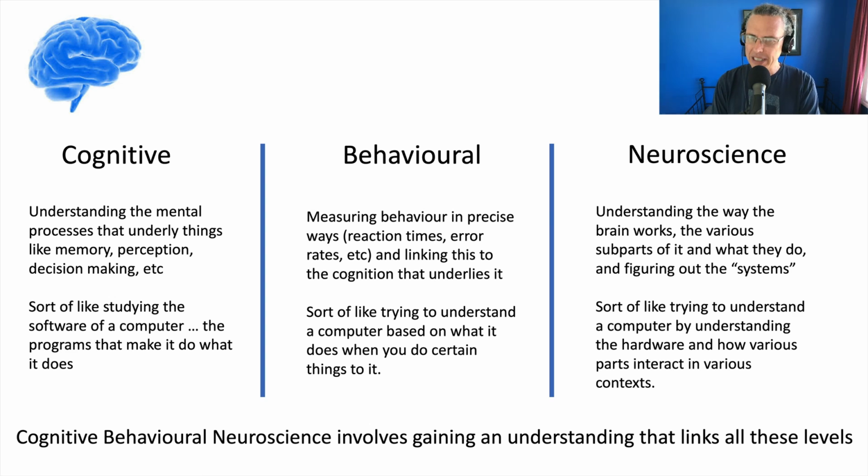So now we really like to bring things right down to the neuroscience level, understanding the way the brain works, the various subparts of it, what they do, and figuring things out in a systems approach. How is information being transmitted around, right? It's like trying to understand a computer by understanding the hardware, and how the hardware is passing signals: oh, there's something in the hard drive that's making the hard drive send something to RAM, which is changing the state of RAM, etc. And so we want to bring these things together now to have a complete understanding of the brain and the mind and how it's doing its thing. Okay, that's very much on the experimental side of things.